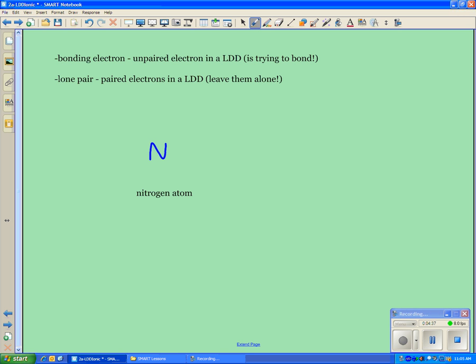If we look at a nitrogen atom that has 5 valence electrons, we can label our lone pairs and bonding electrons. So at the top of this diagram, I have a lone pair. These won't be part of our bonds to other atoms in our molecules. So lone pairs, leave them alone. The 3 electrons that are unpaired are bonding electrons. So these are the ones that are going to be looking for something else to pair up with so that there are 2 in those orbitals.